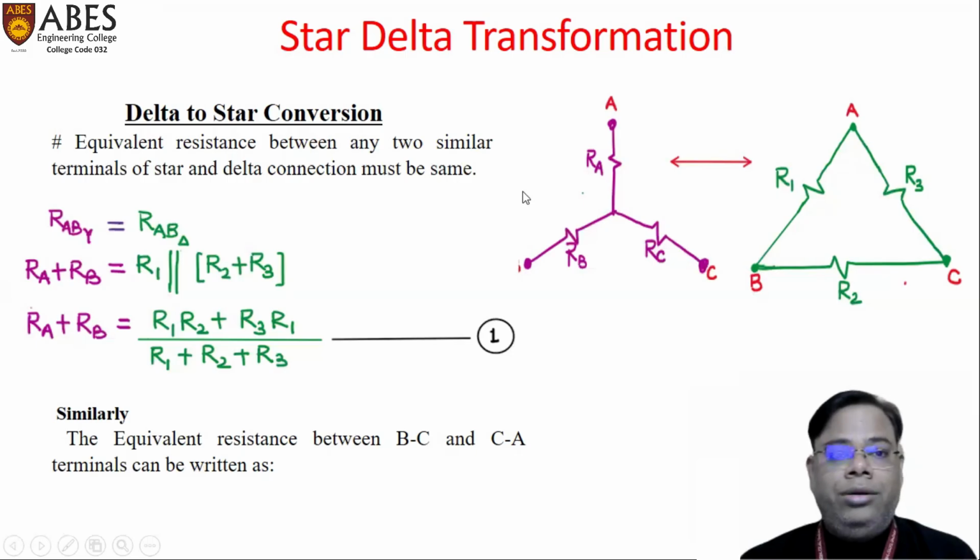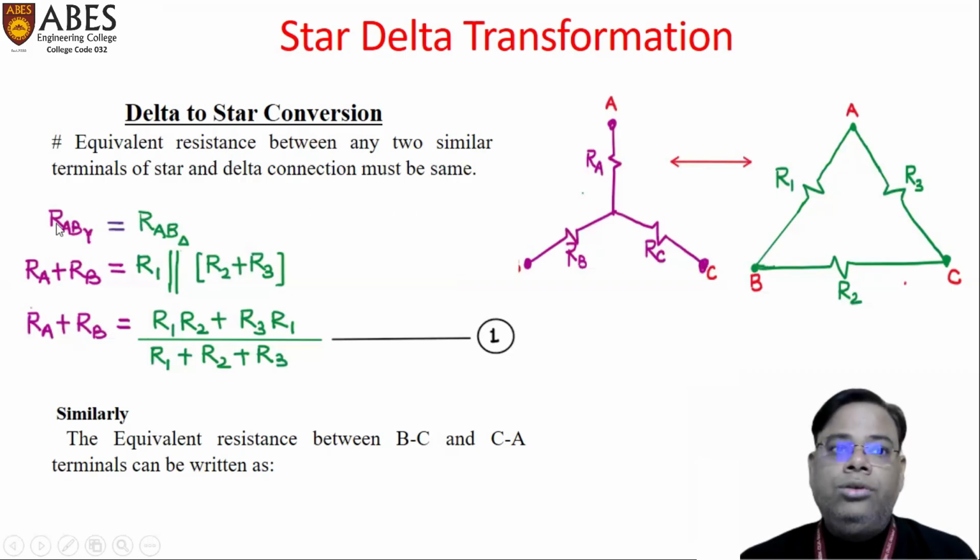To find the expression for this topic, firstly, we have to consider that if we are converting three resistances from star into delta, or converting the delta resistances into star, then this condition must be satisfied: the equivalent resistance between any two similar terminals of the star or delta connection must be the same. It means the equivalent resistance between A and B terminals of the star will be equal to the equivalent resistance between A and B terminals of the delta combination.